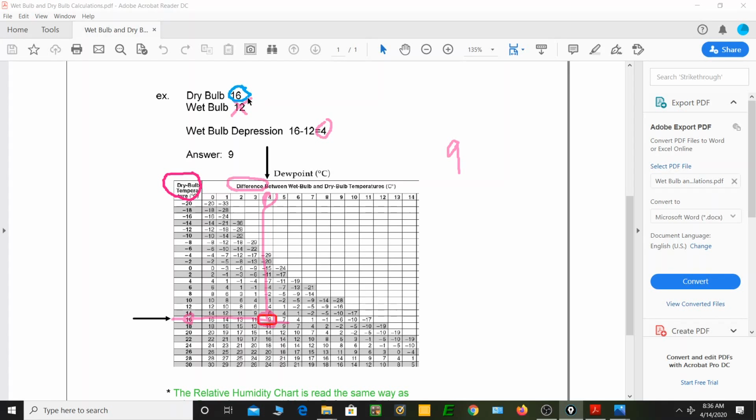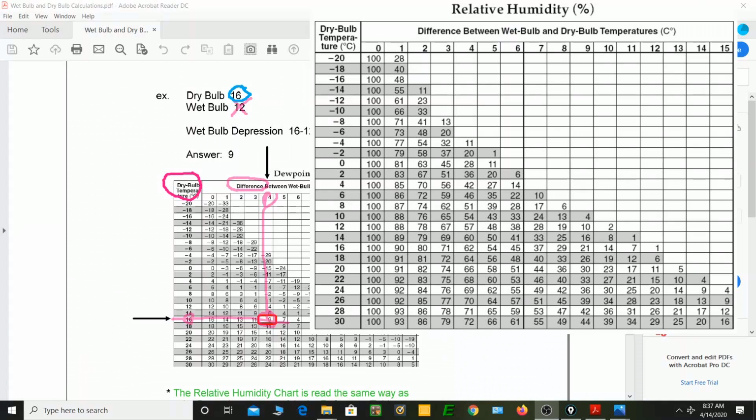So right now the air temperature is 16. It would have to drop, get colder, down to 9, and at that point we would have 100% relative humidity and we would get precipitation. Now it doesn't have to always reach exactly that number. As we approach that number, our chances of having rain increase. Okay, the other chart, relative humidity, it's the same exact way. On top you have the difference, on the left you have the dry bulb, and wherever they meet you'll get a percentage of how full the air is. So let me just show you that.